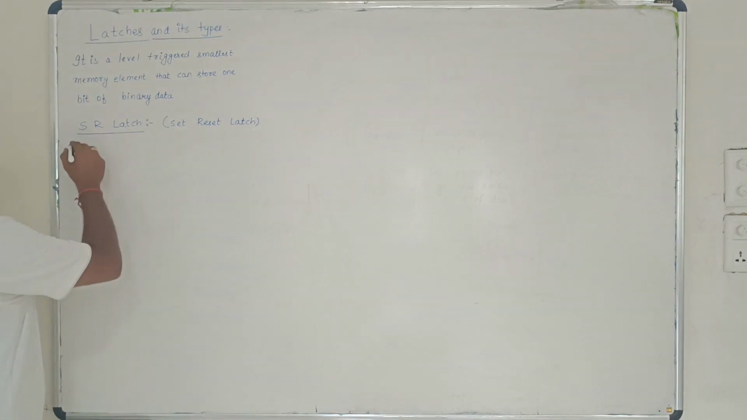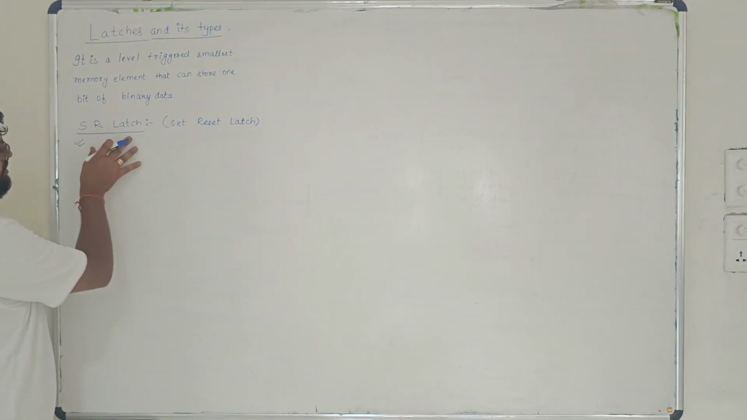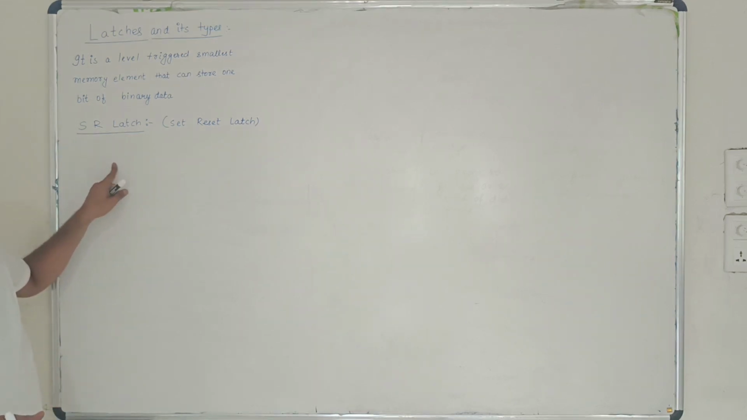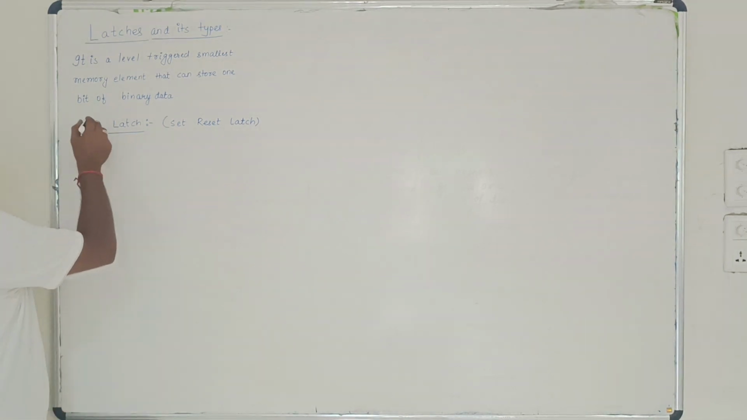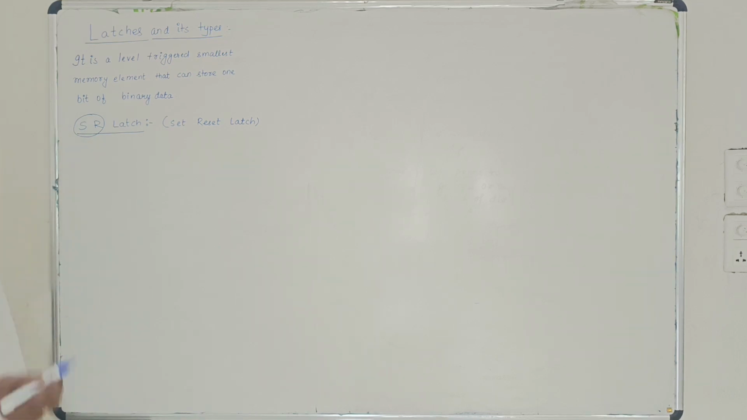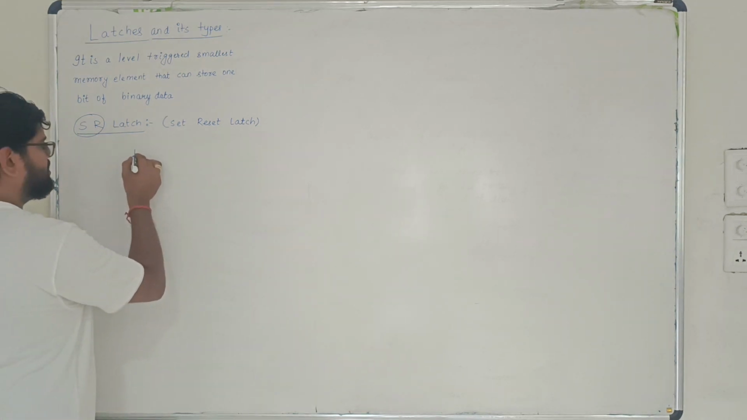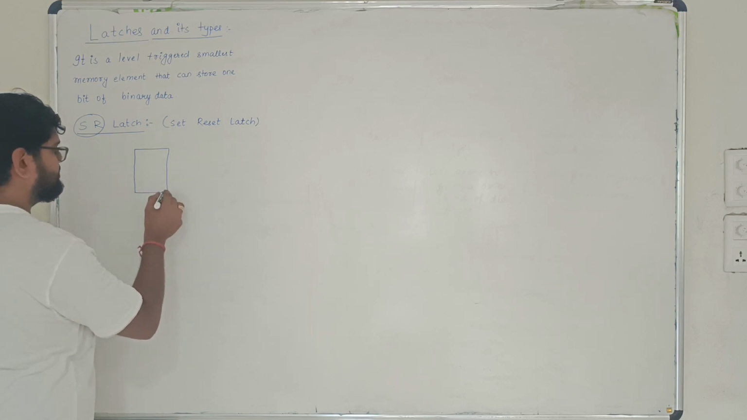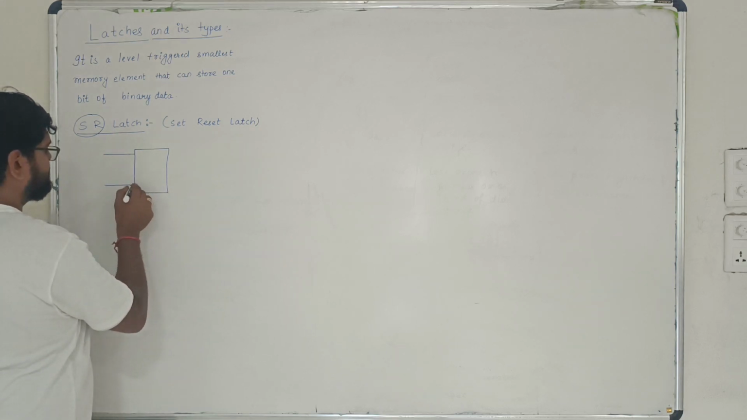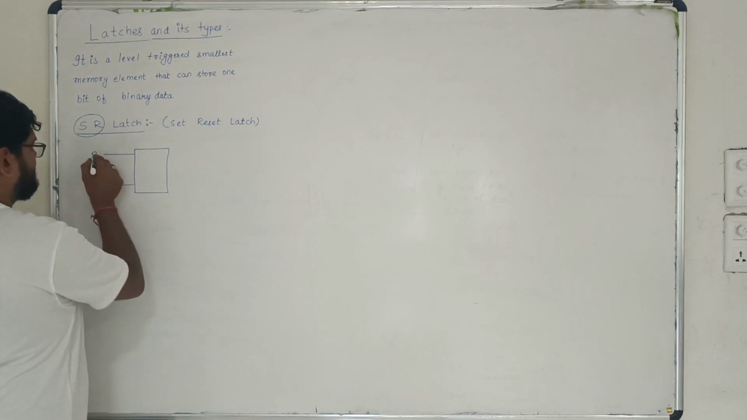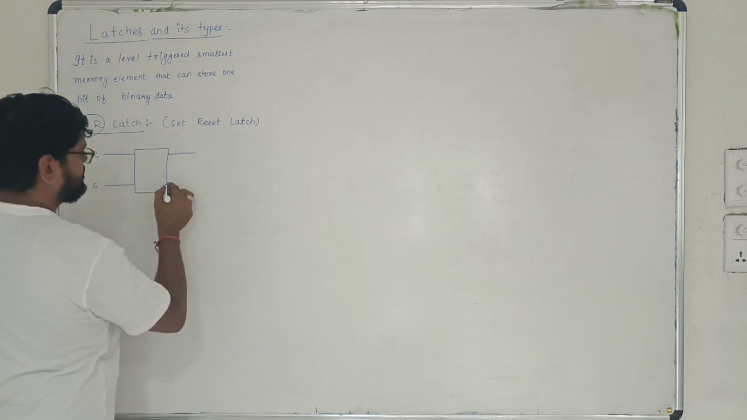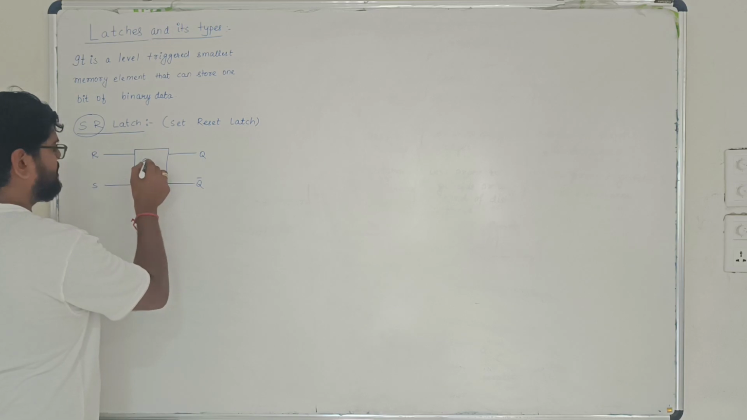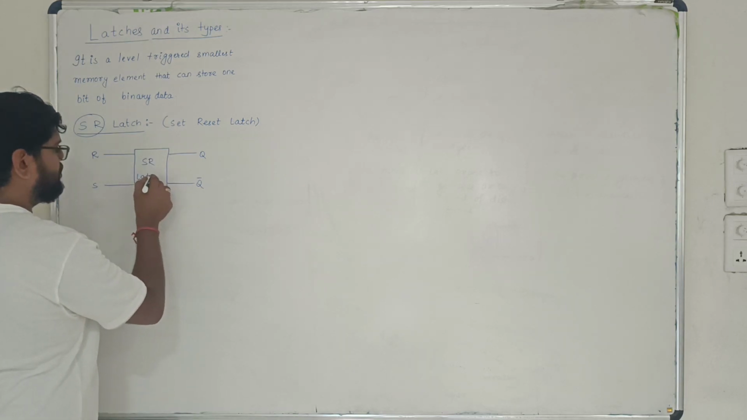So basically, when we are thinking about the latch, we need to understand that it has 2 inputs, that is S and R, and it has 2 outputs. Whenever you think of an SR latch, think of it like this. This is a block diagram of an SR latch where we have 2 inputs, S and R, and 2 outputs, Q and Q bar. This is your SR latch in block diagram format.